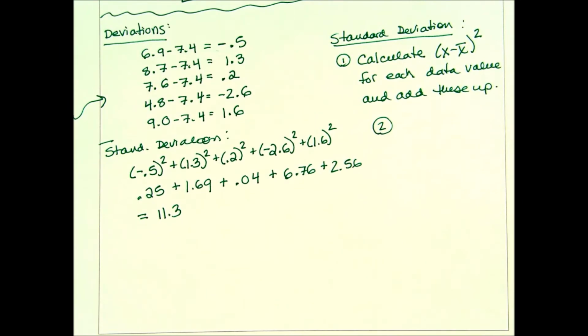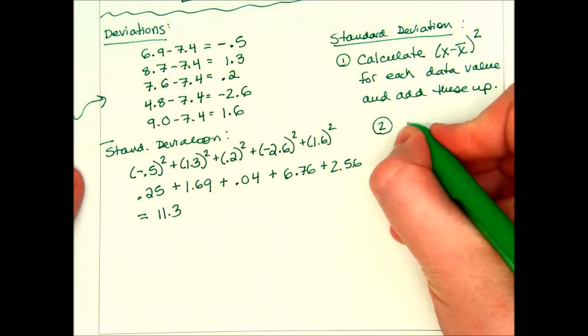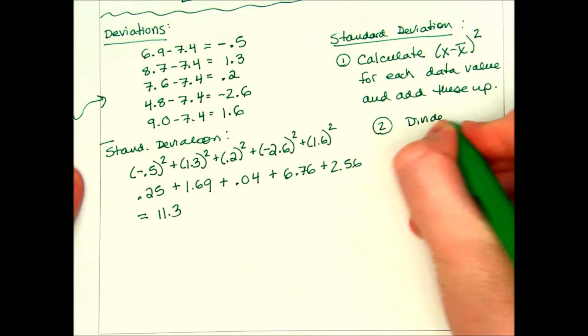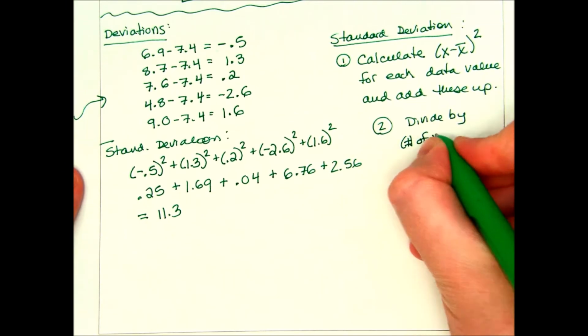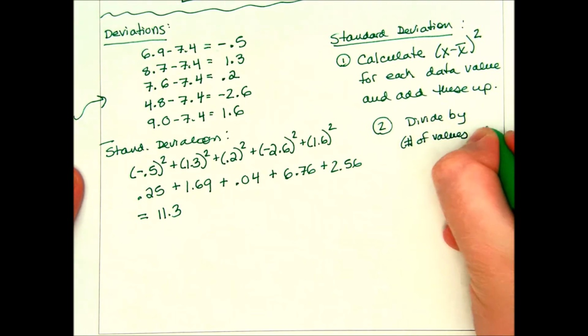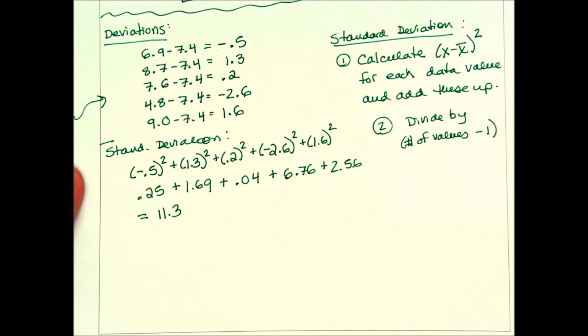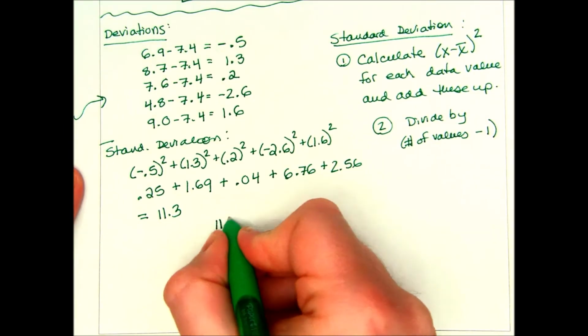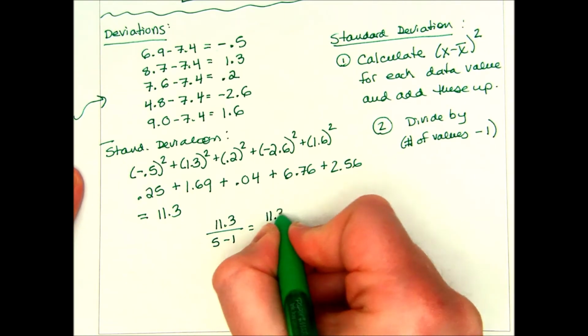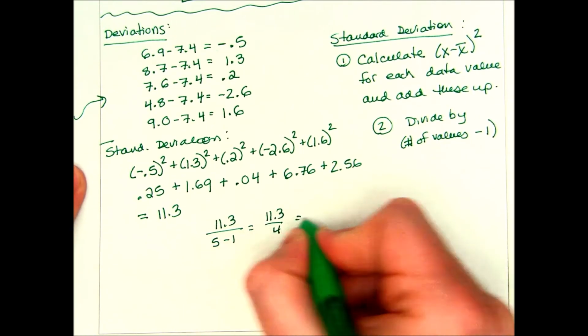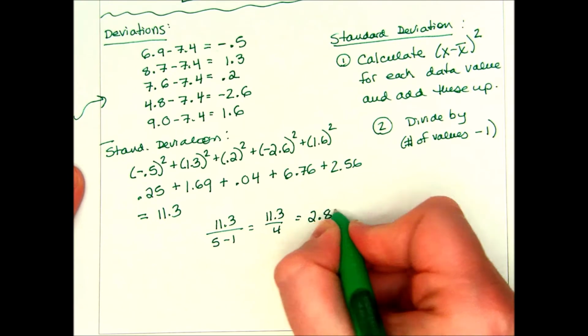Second thing I'm going to do, I'm going to divide by the number of data values minus 1, because this is a sample here. So I'm going to do 11.3 divided by, there were 5 data values, so I'm going to divide by 4. 11.3 divided by 4 should give us about 2.825.